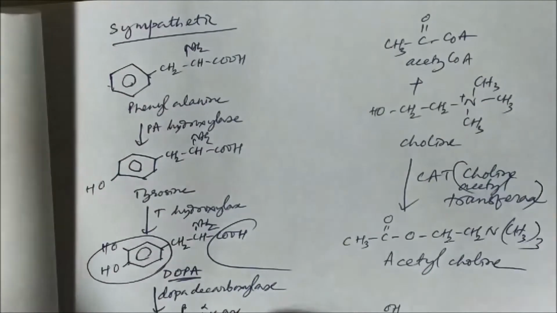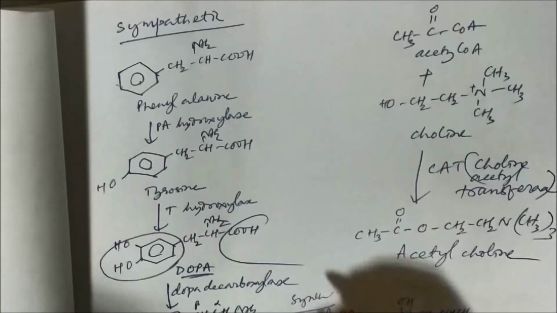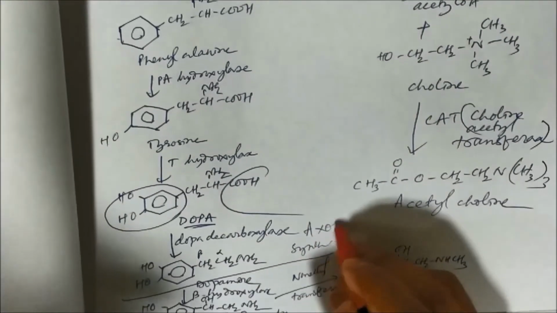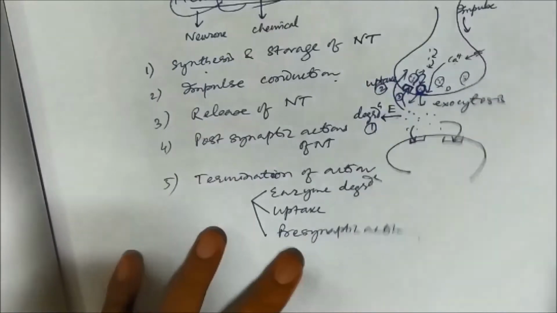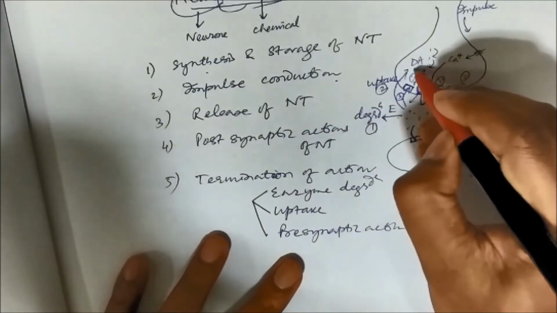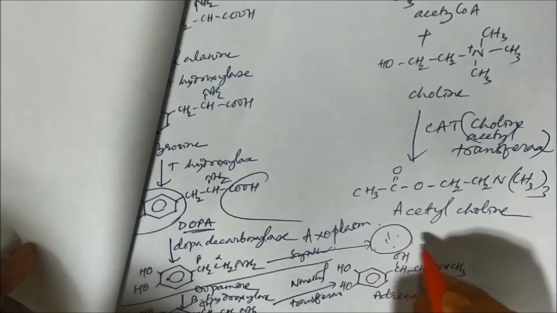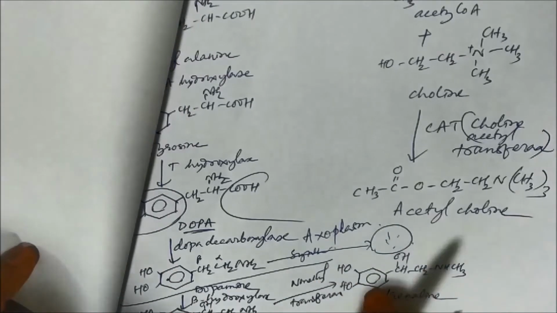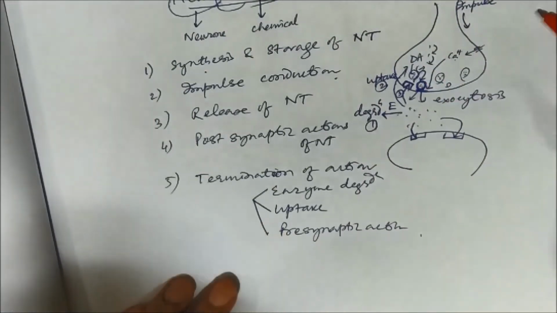Up to dopamine, there will be synthesis. Synthesis up to dopamine occurs in the axoplasm, and then the dopamine is transferred to the synaptic vesicles. Then inside the synaptic vesicle, further steps occur. Dopamine will be converted to noradrenaline in the synaptic vesicles.